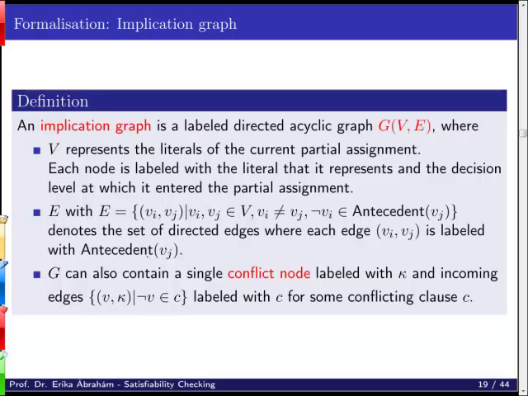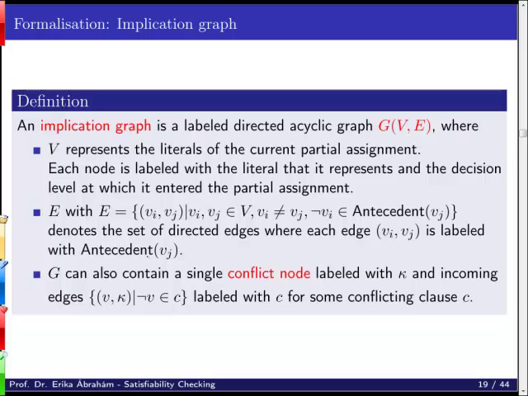And the graph has a set of nodes. These represent the literals of the current partial assignment. And each node is labeled with the literal which is true, and the decision level at which the assignment was made, and the set of edges are those pairs of nodes where Vj is assigned, and its assignment is due to a clause, this is called antecedent, in which not Vi is included. That means not Vi was false, and that's why Vi, which is true, implies that Vj must hold, together with the remaining literals.